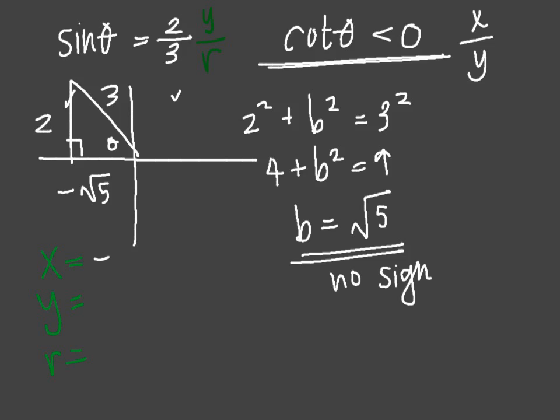So we know that x is negative square root of 5, and I may have missed that negative had I not drawn a picture. The y value is positive 2, the r value is positive 3, and you're going to evaluate the rest of the trig functions using whatever the ratio is. For example, I'll just do one. Cosine of theta is x over r, so we know that that's going to be negative square root of 5 over 3. You can go through and do the rest of the trig functions. Good luck.